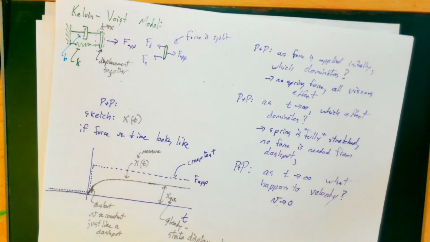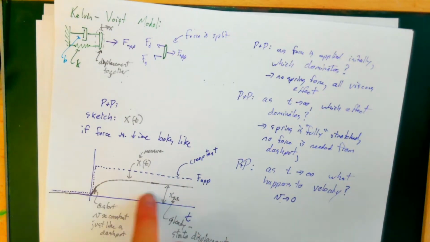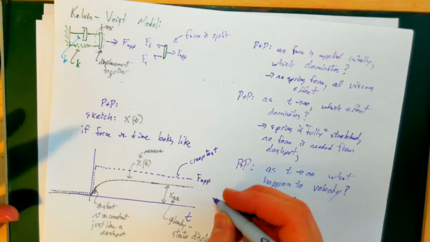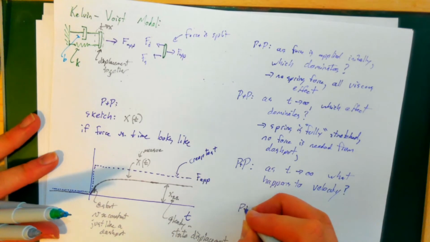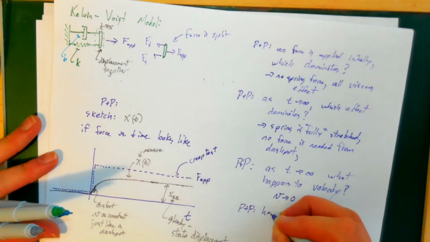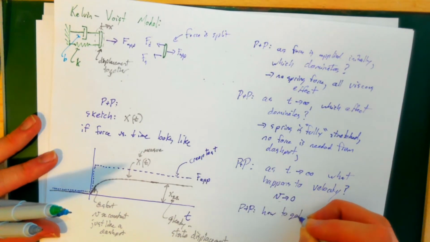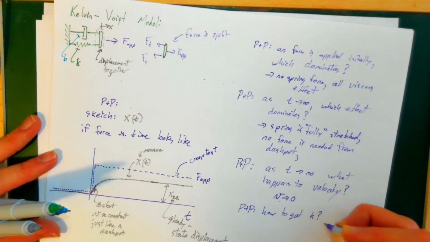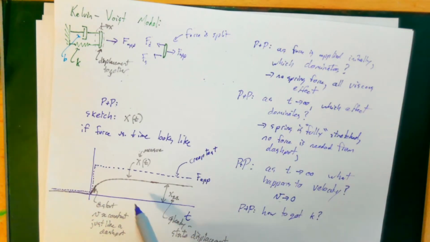So take a moment now. How might you get k from this curve? So pause and ponder. So how to get k? How do we get k from this curve right here?